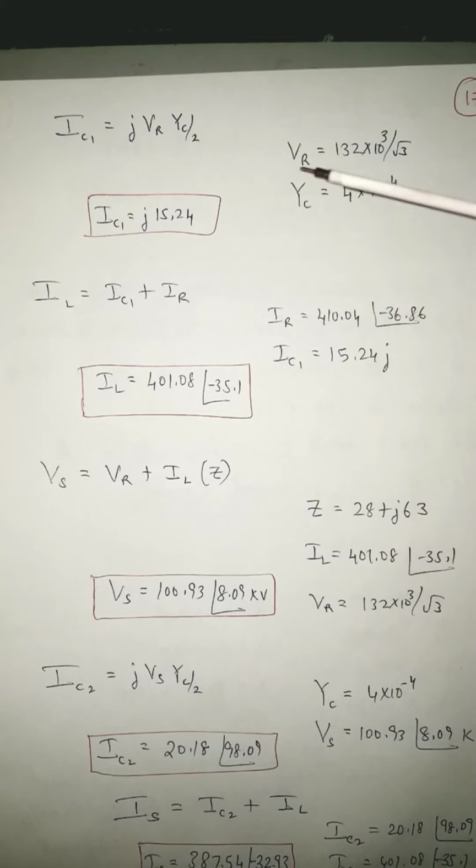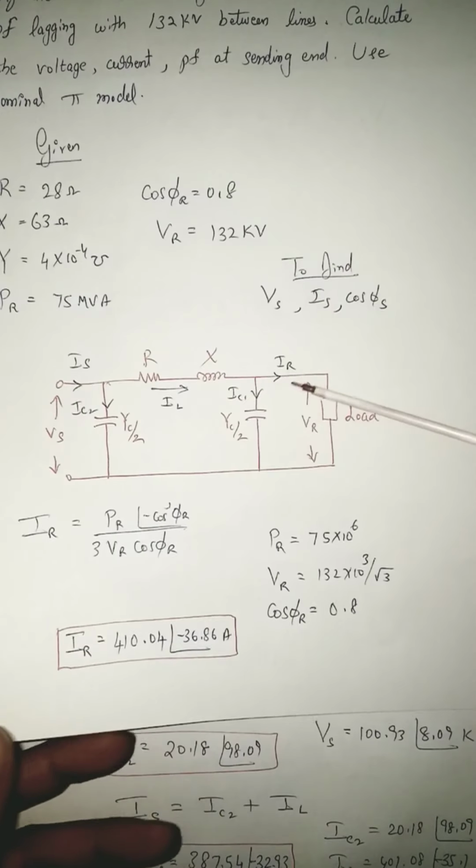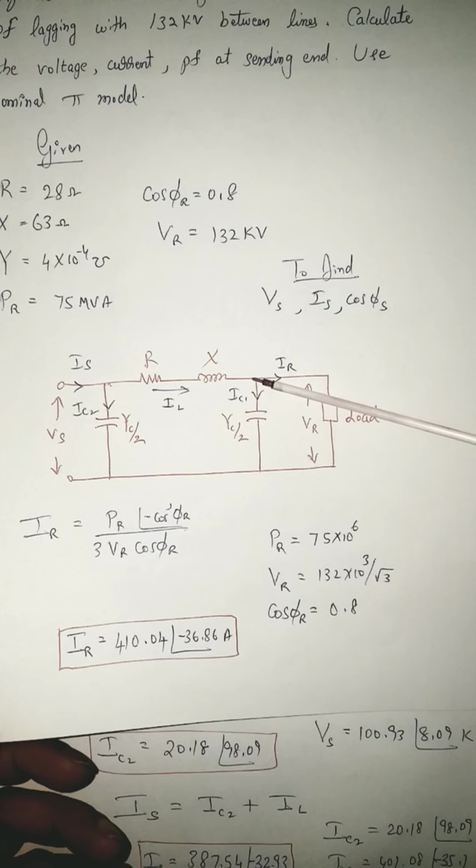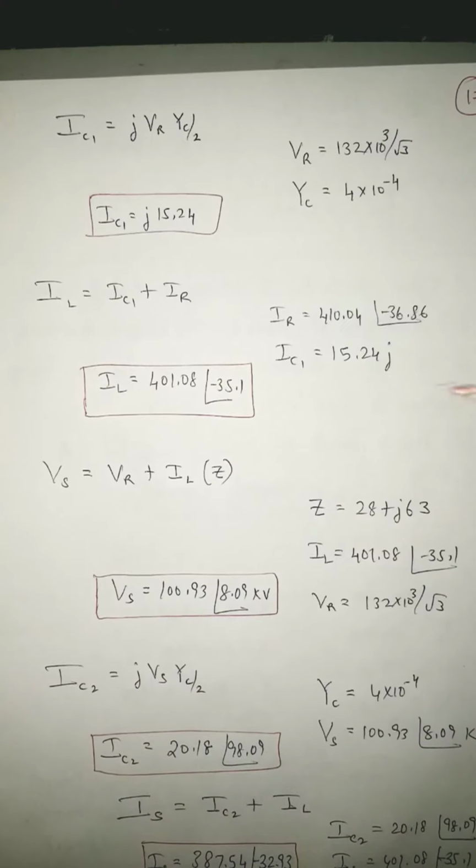Now, after getting IC1, I am interested in getting IL. So you should apply KCL at this point. IL should be equal to IR plus IC1. IR is calculated, IC1 also calculated in the previous step. Add them, you will be getting IL.